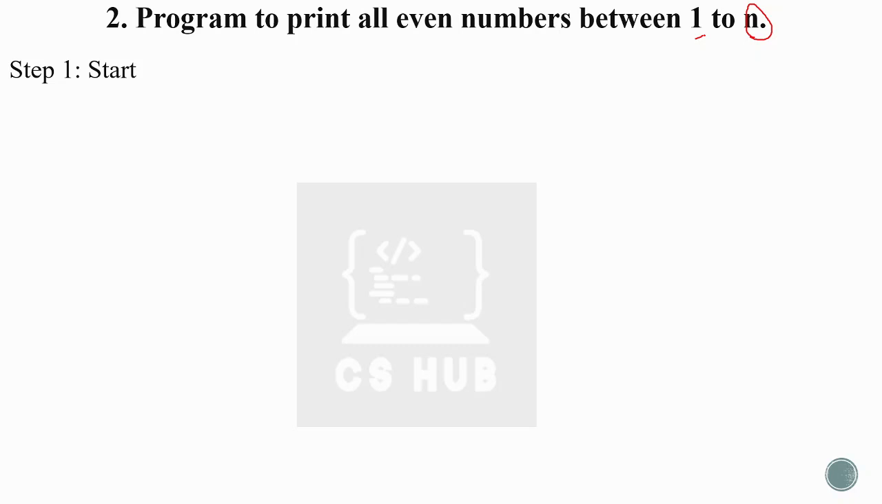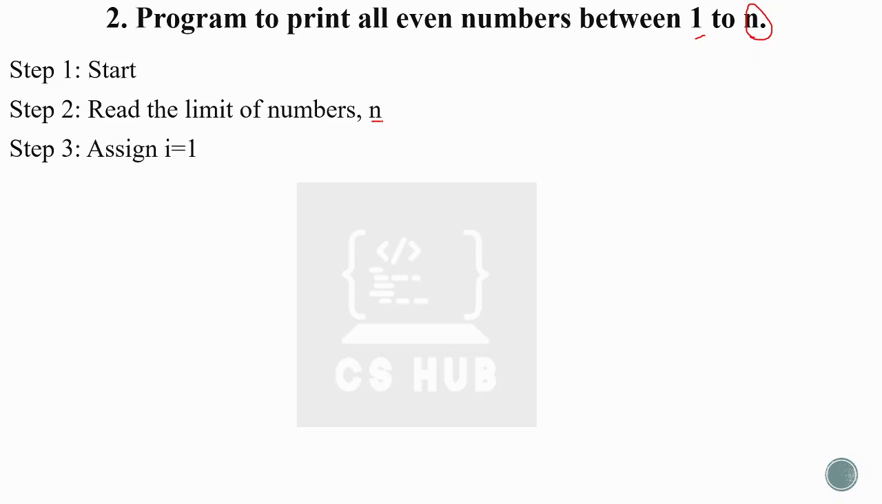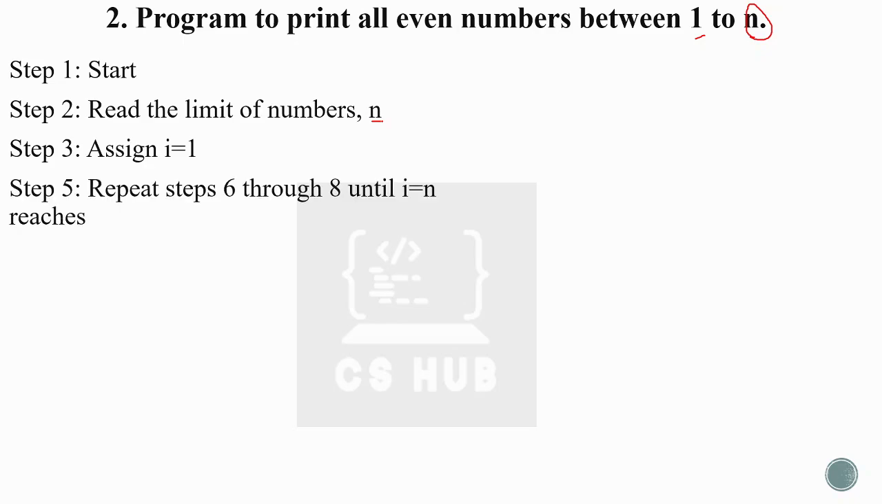So step 1 is start. Our logic is the same as our previous program: just find the modulo division, that is, divide by 2 and take the remainder. Step 2, we read the limit of numbers, up to which we print the even numbers. Then assign I equal to 1. We are going to start a loop to print those even numbers, so assign I equal to 1.